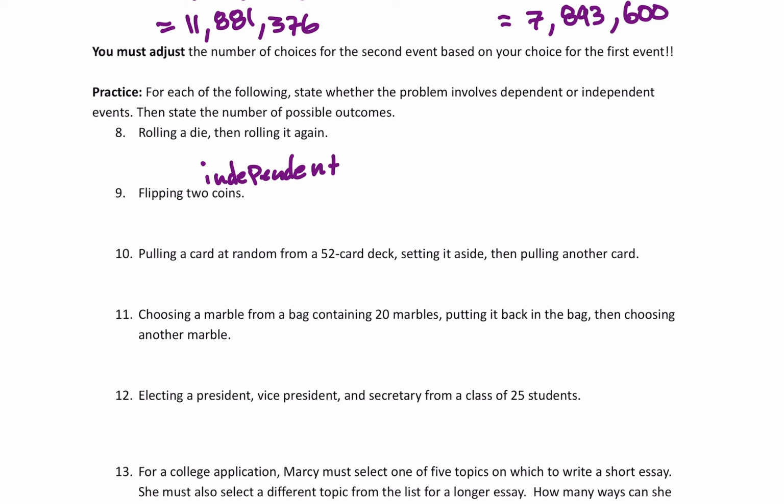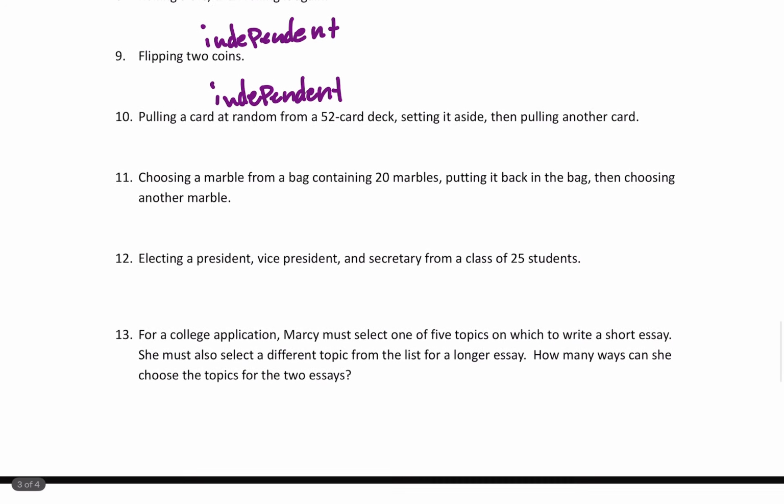Okay, now I'm going to flip 2 coins. I flip the first one, I either get heads or I get tails. I flip the second one, I get heads or tails again. So the one doesn't affect the other. So we're going to be independent again.